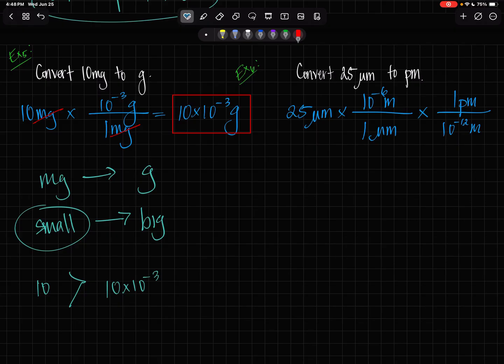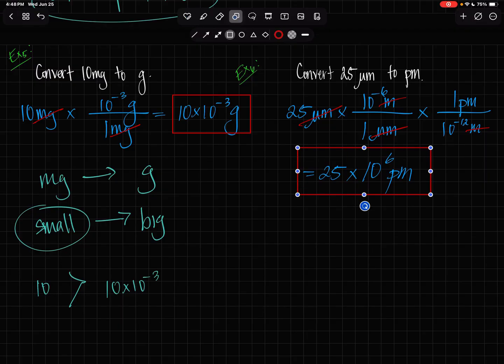So let's make sure our units all cancel out properly. Your micrometers cancel out, your meters cancel out. You're left with picometers, which is what you want. And when you're all said and done, you'll end with 25 times 10 to the power of 6 picometers. Here's your final answer. Let's discuss how that happened.